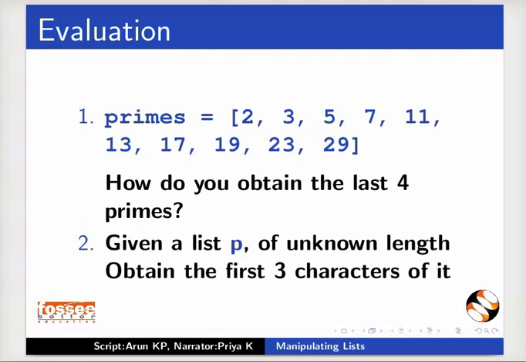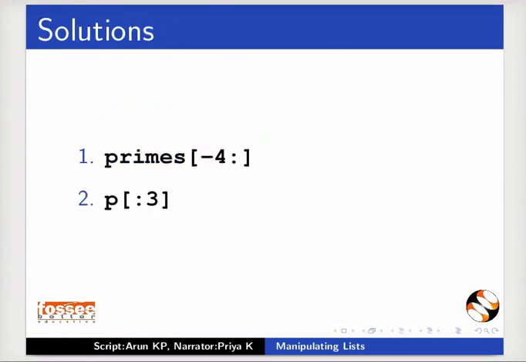Here are some self-assessment questions for you to solve. First, given the list primes, how do you obtain the last 4 prime numbers? Second, given a list P of unknown length, obtain the first 3 characters of it. And the answers? First, the last 4 primes can be obtained from the given list as primes inside square brackets -4:. Second, the first 3 characters can be obtained as P inside square brackets :3.